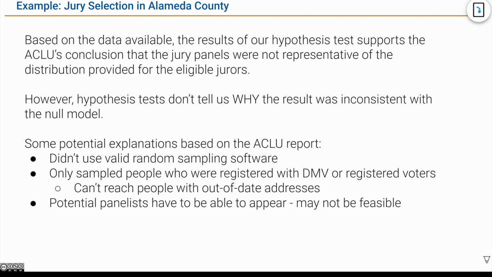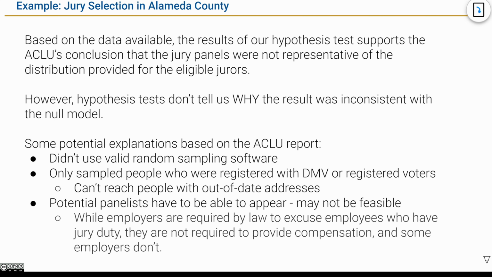And then there's the problem that even when they do reach, or they do have someone on their list to actually put them in the jury panel, those panelists have to be able to appear. And it's not necessarily feasible for everyone because employers are not actually required to provide compensation for jury duty, and some employers don't. And that leads to some people not actually appearing when they are summoned to a jury panel.